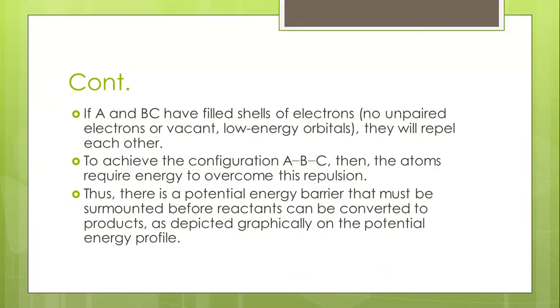If A and BC have filled shells of electrons, no unpaired electron or vacant low energy orbital, they will repel each other. To achieve the configuration ABC, the atoms require energy to overcome this repulsion. The energy comes from the kinetic energy of the colliding particles and is converted to the potential energy in ABC. In fact, ABC has more potential energy than either the reactants or the products. Thus, there is a potential energy barrier that must be surmounted before reactants can be converted to products, as depicted graphically on the potential energy profile.